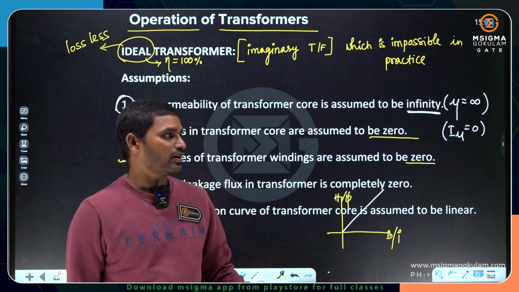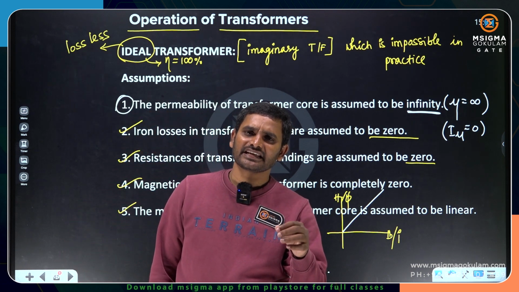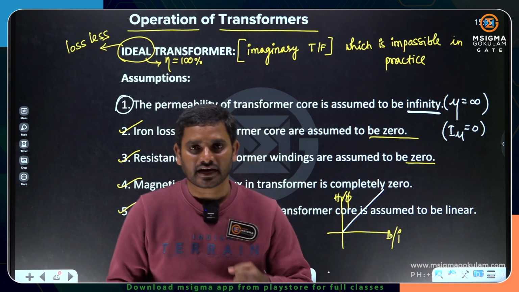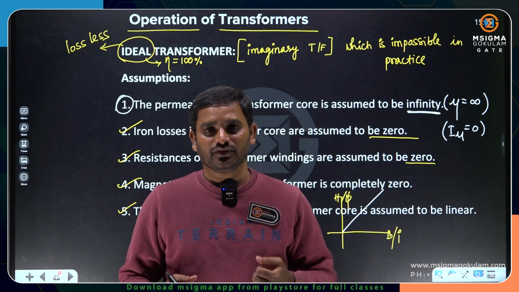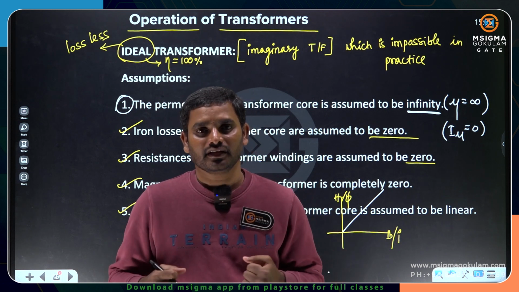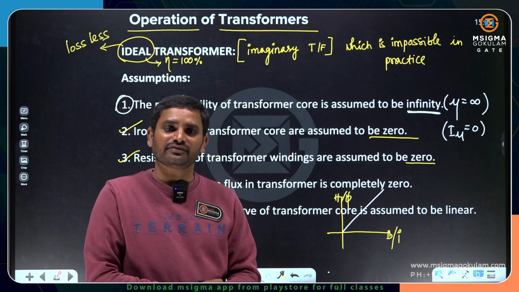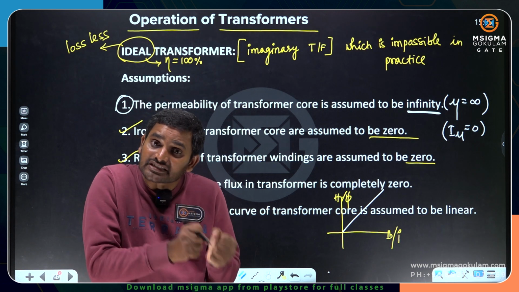In practice, it is not possible. Every material requires some amount of energy, right? Even if I want to run, I have to eat 2 idlis at least. Then only I can run. You feed some input, then I can work. To the transformer core also, you need to feed some amount of input in the form of hysteresis energy and eddy current energy. Those are the energies for the transformer core.